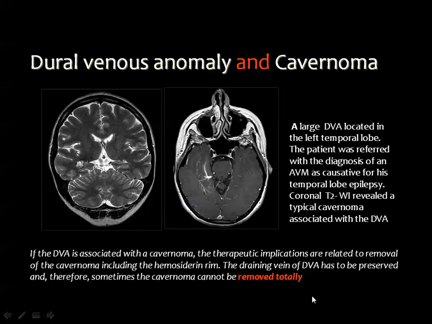And sometimes the cavernoma may be associated with a developmental venous anomaly. Because of the intimate relation of the DVA to the region of the cavernoma, it is usually difficult to remove the cavernoma totally. And you know that the cavernoma is to be removed, because this is a source of epileptic fits. But the developmental venous anomaly should not be touched, so sometimes the surgeons are not able to remove the cavernoma totally in order to save the developmental venous anomaly.